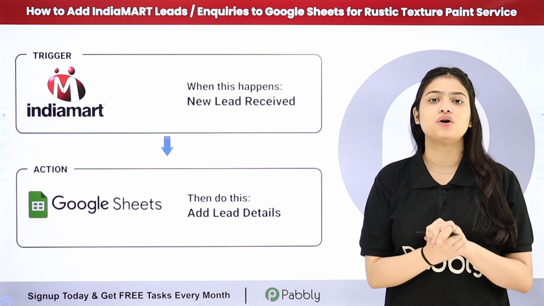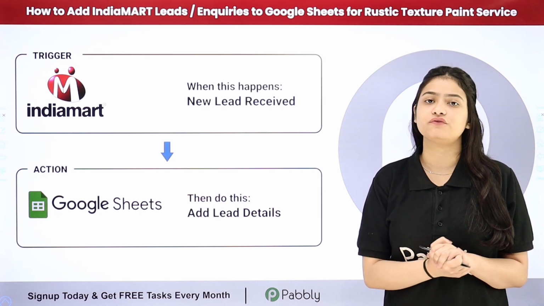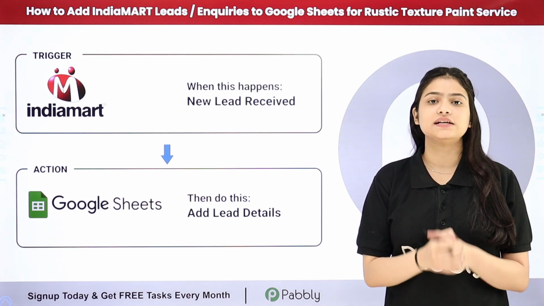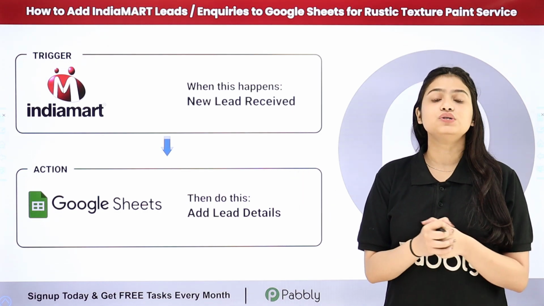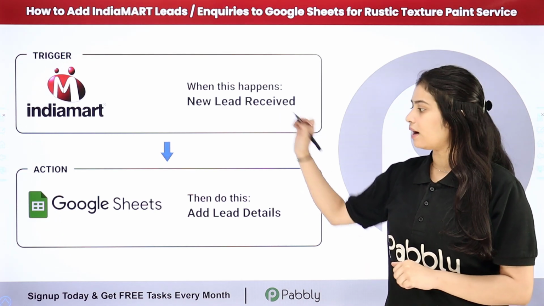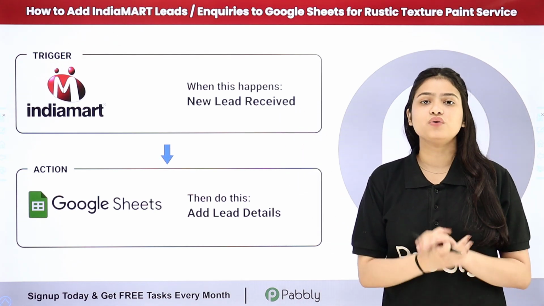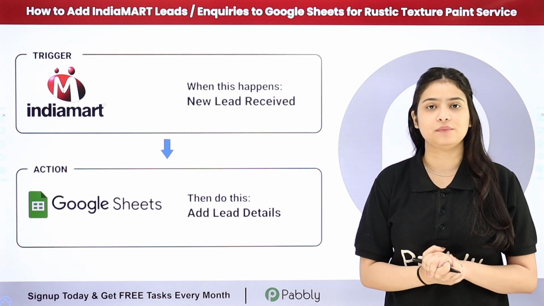My objective is that on regular basis, whenever I receive a new lead and an inquiry through IndiaMART for my business, automatically the details of that lead should be systematically recorded in my Google Sheets. To automate this entire process, we will have to set up the connection between IndiaMART and Google Sheets, and that we are going to do without any coding and any programming skills, simply with the help of Pabbly Connect.